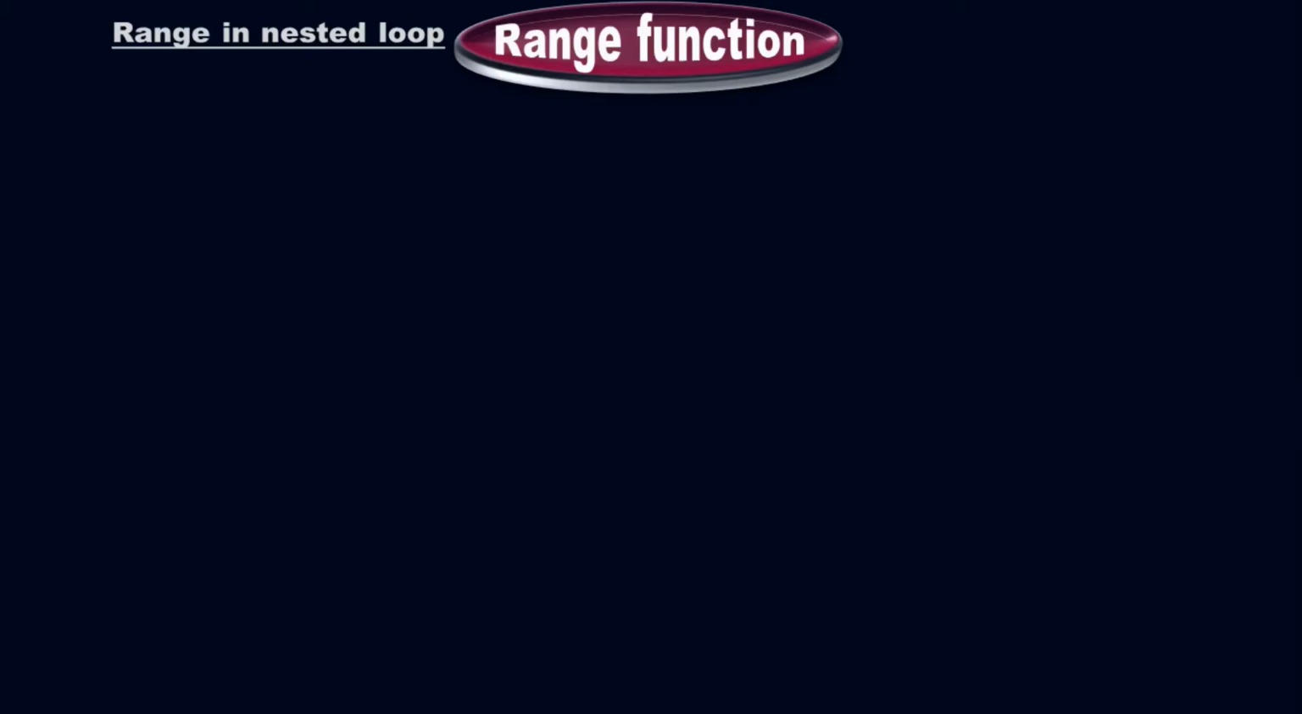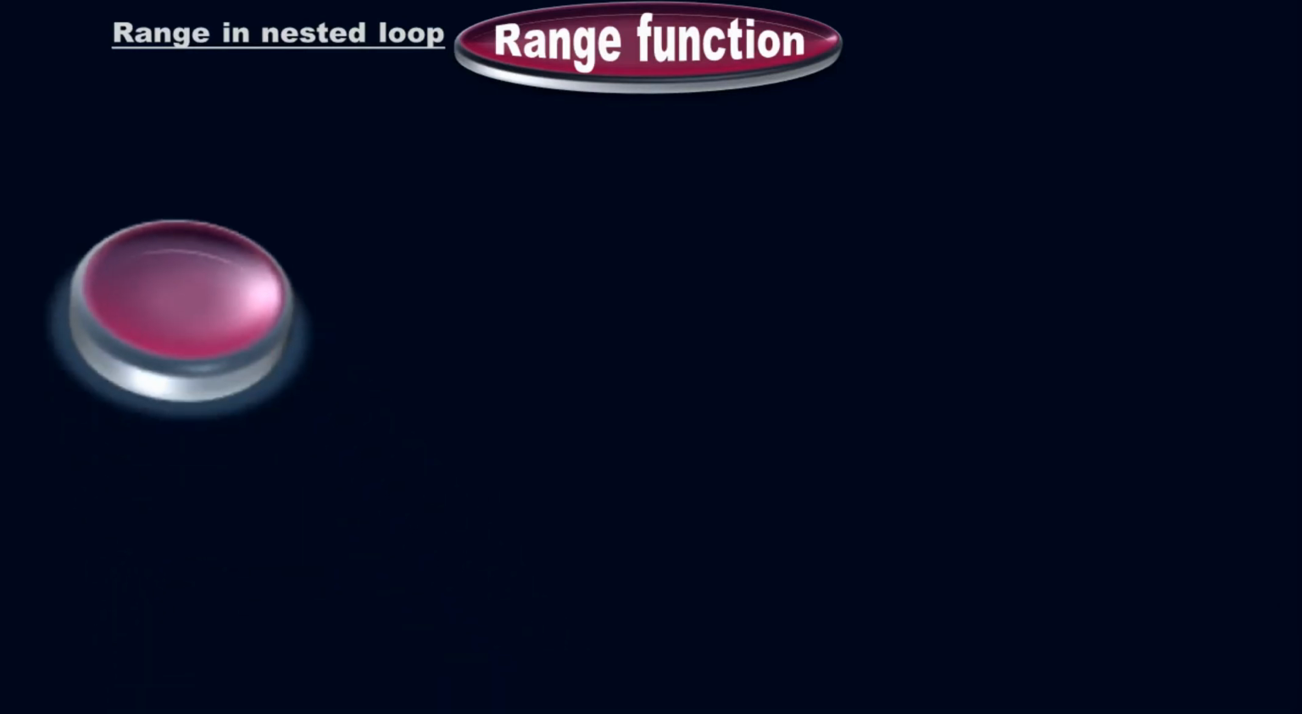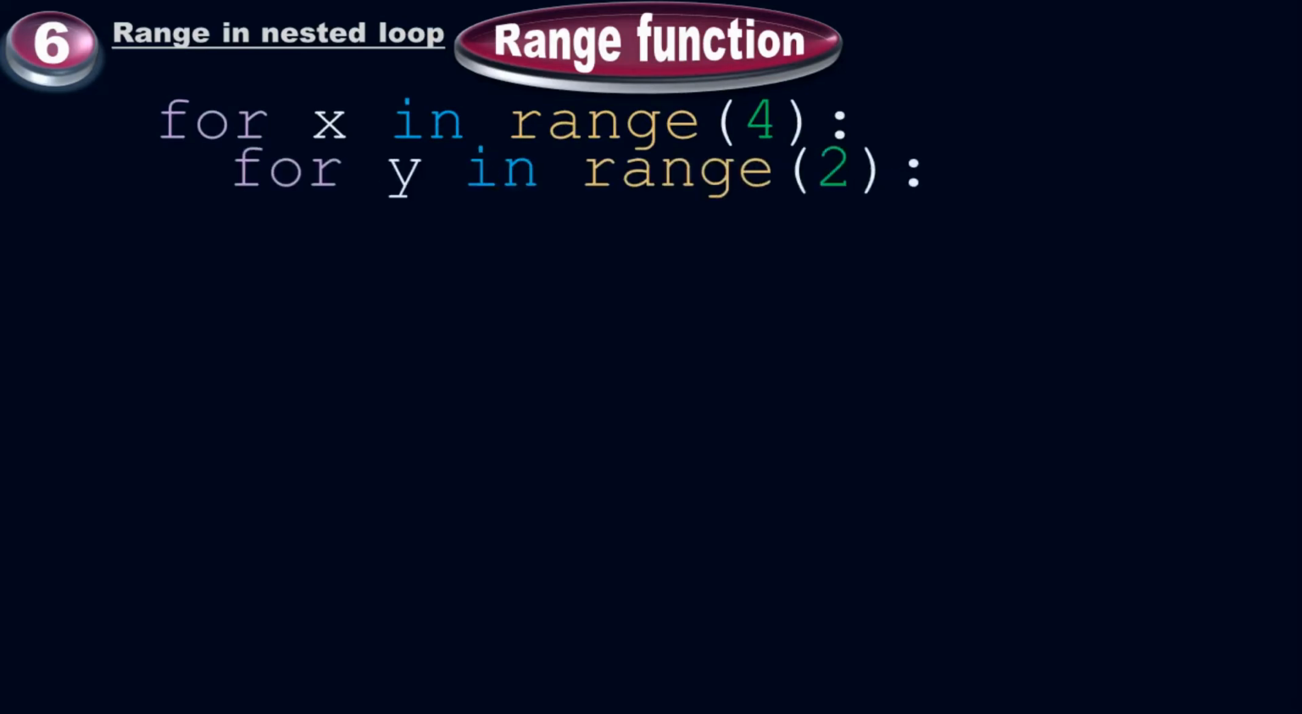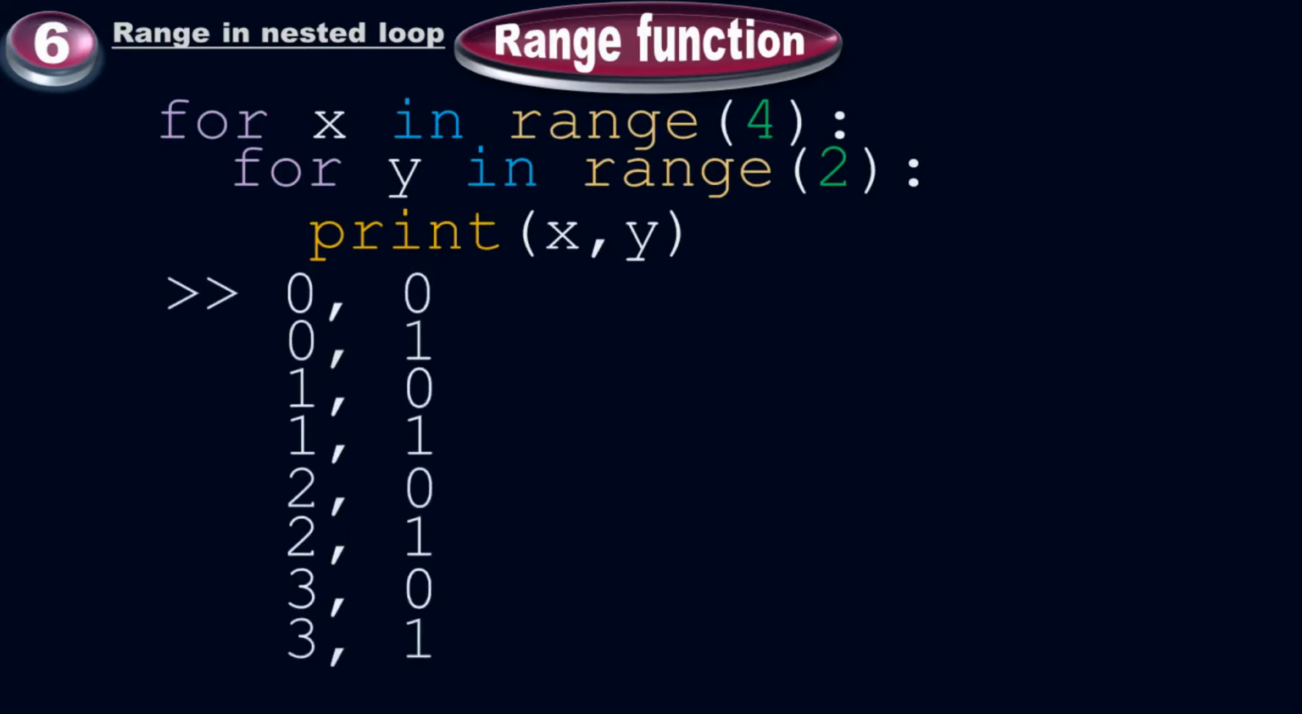Range in nested loop. In this session, we are going to talk about the range in the nested loop, how we can use the range for the nested loop here. So let me show you some examples. Example number 6. For x in range of 4 and for y in range of 2, take the print of x comma y. When you run it, you'll get this output.